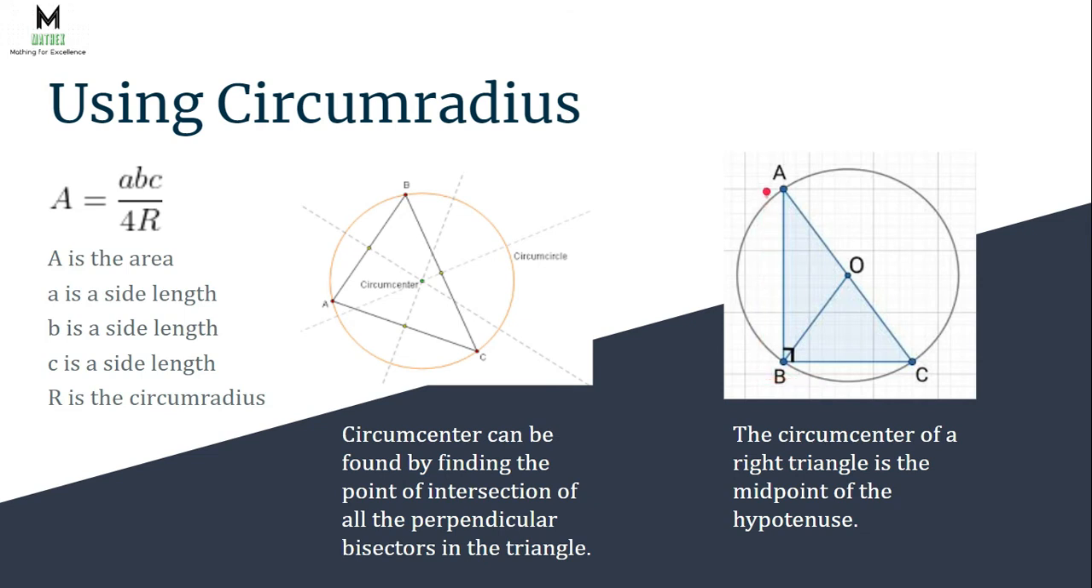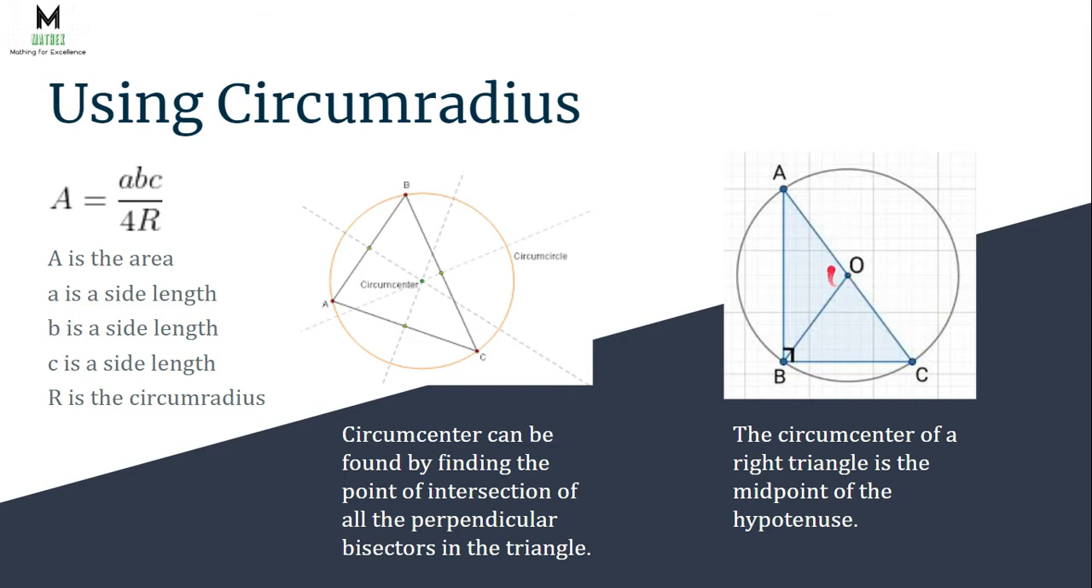Now the proof of this is really easy. Because a right triangle has a right angle, and because of the inscribed angle theorem, this right angle will intercept an arc that's 180 degrees, which basically makes up half the circle. Since this is half the circle, that means that AC must be the diameter of this circle.